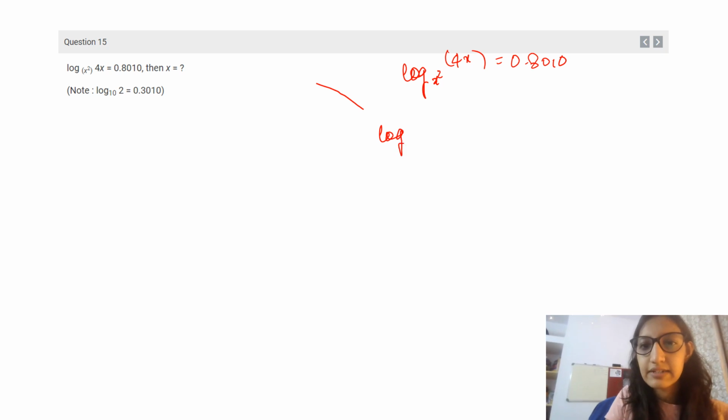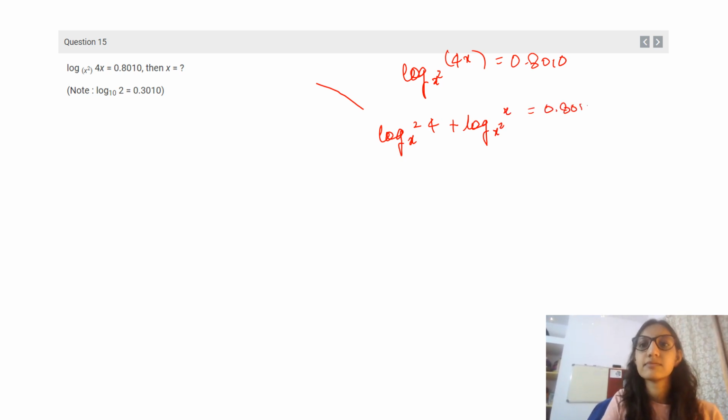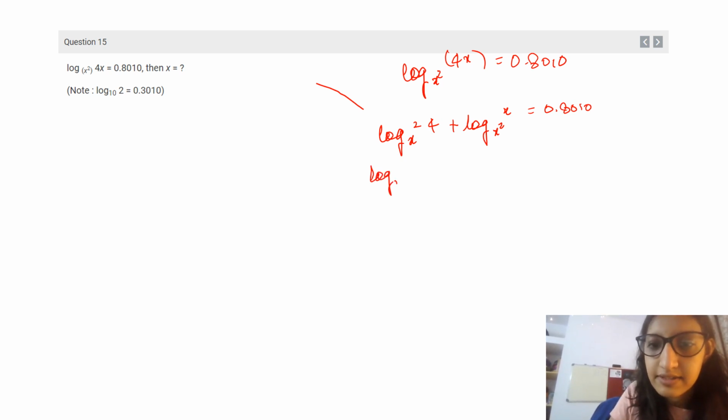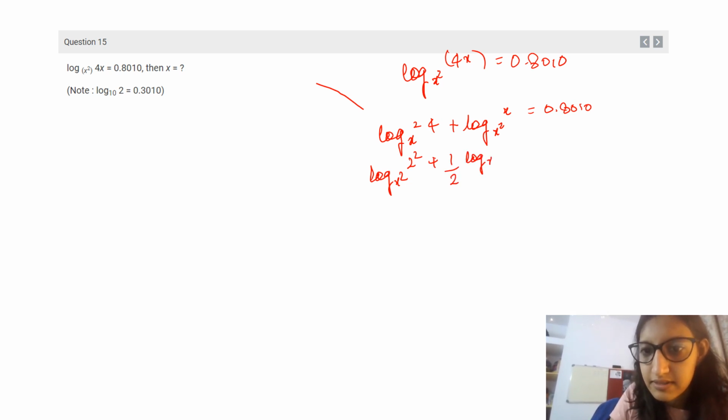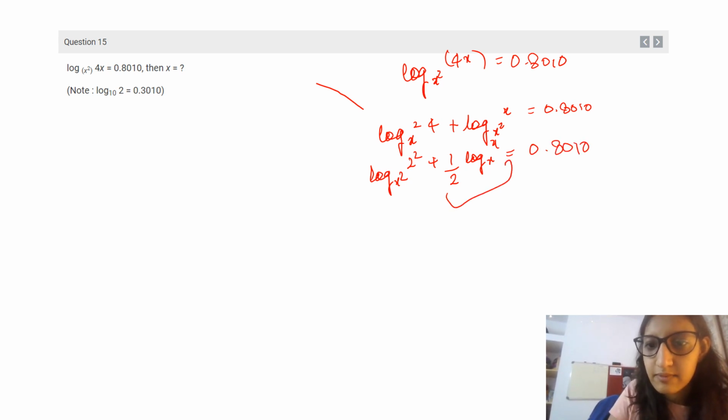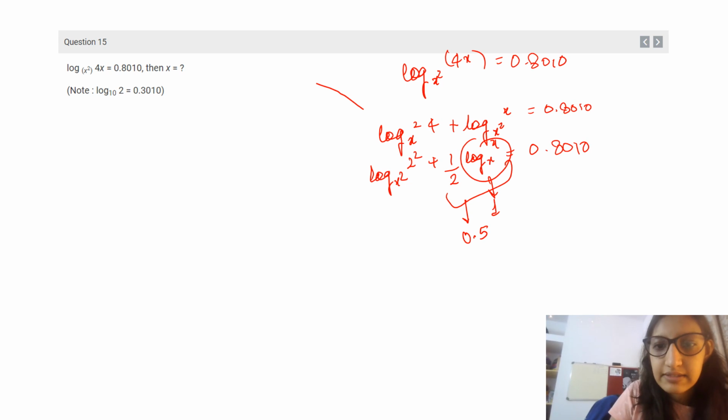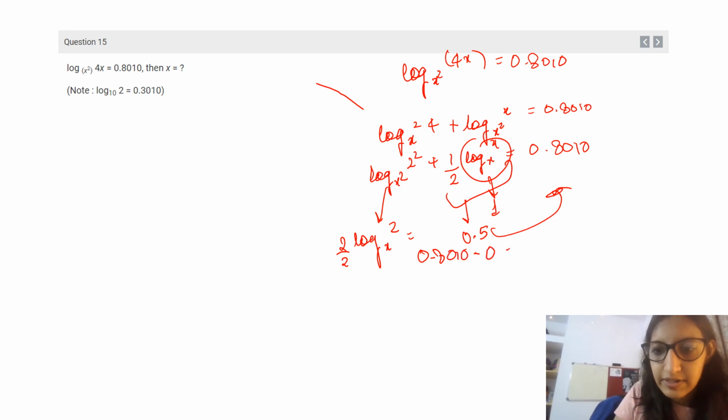Now this can be written as log x² 4 plus log x² x is equal to 0.8010. Here I can write this as x² 2² plus half log x. This is 0.8010. Now this will be 1, so this whole will become 0.5. And this can be written as 2 by 2 log x of 2. And taking this 0.5 to this side, this will be 0.8010 minus 0.5.